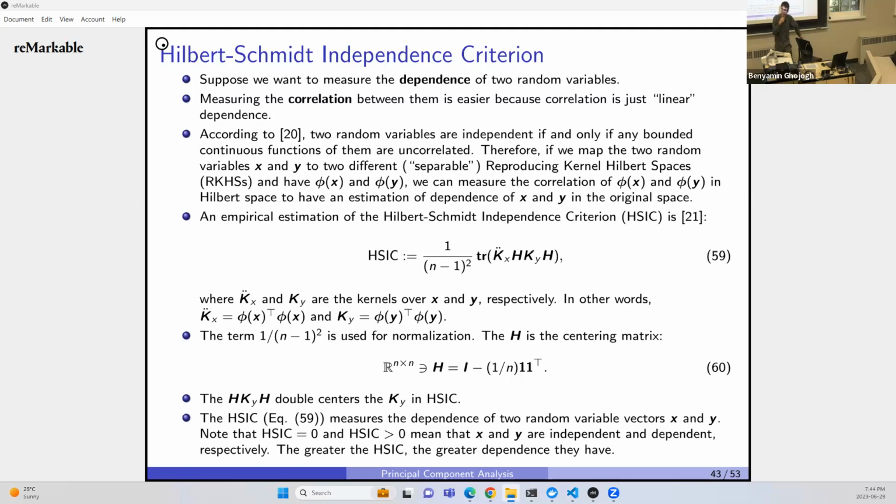It was Sholkov. I told you once. Yeah, Sholkov at the Max Planck Institute in Germany. Okay, he's the god of kernels. So what did they propose, HSIC?